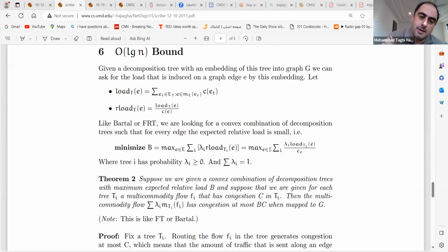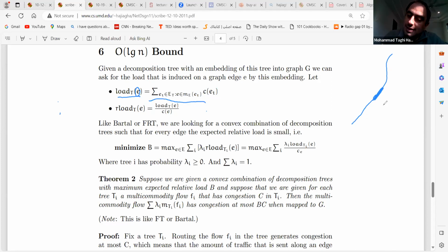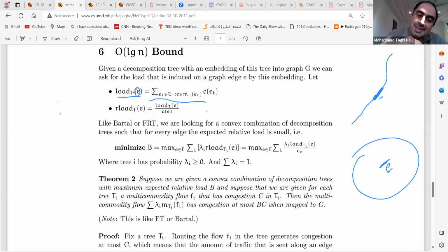So what is the load of a tree? If you consider any edge in the tree, then the load of that is essentially, okay, so this is the load T of E. Consider any multi-commodity flow on this graph, and this E is some edge in the graph. I want to see what the load T on E is. So this is the tree T, this is the original graph. I want to see what the load of this tree T is on this edge.